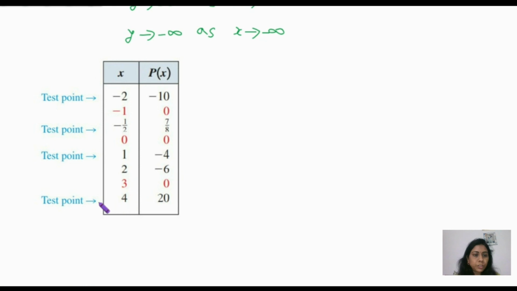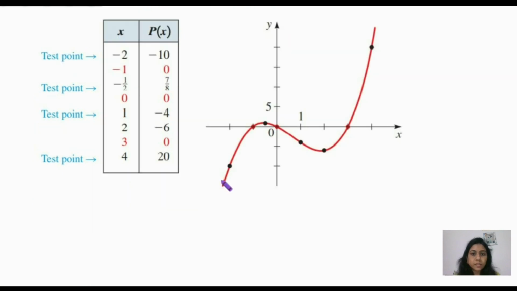Here, from 3 to infinity, we choose test point 4, and when we plug into P(x), we get positive 20. It means the graph is above the x-axis. And this is the graph for the given polynomial.